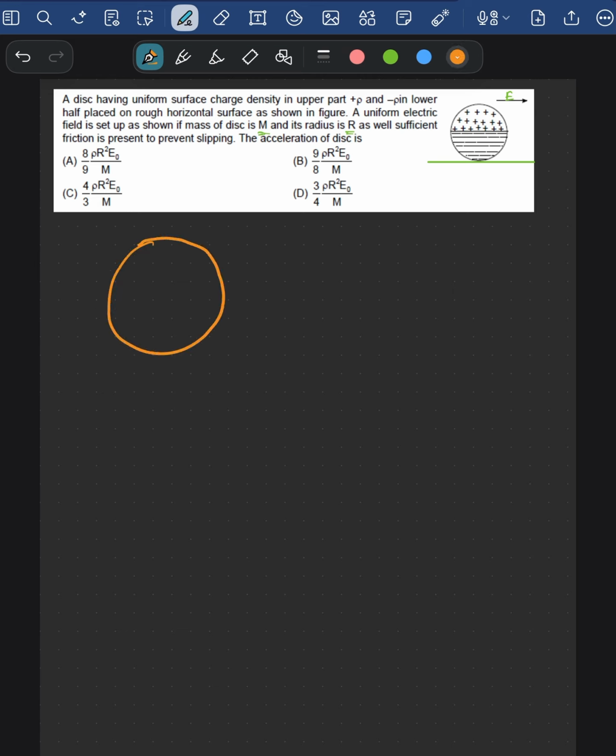The entire upper half of the disk is partially charged, and I can concentrate the entire upper half of the disk at its center of charge. That center of charge will coincide with the center of mass because it's a uniform charge distribution, and that distance will be equal to 4r by 3 pi. Similarly, I can concentrate the entire negative charge also at its center of charge, which will also be equal to 4r by 3 pi. So, what will be the net dipole moment of this disk?